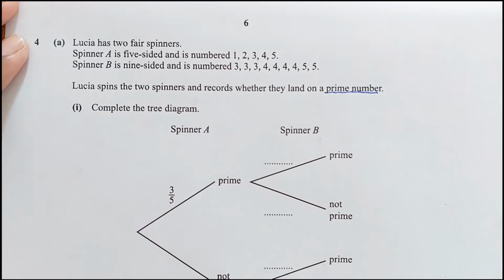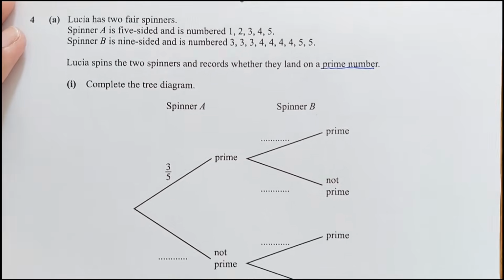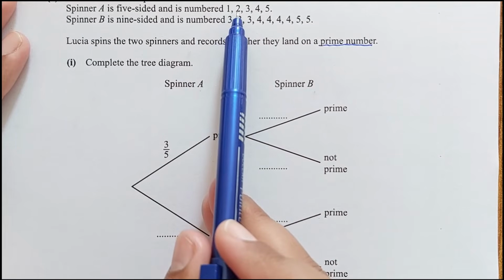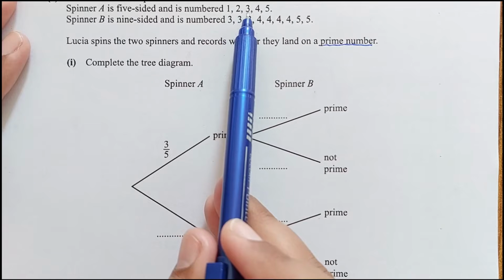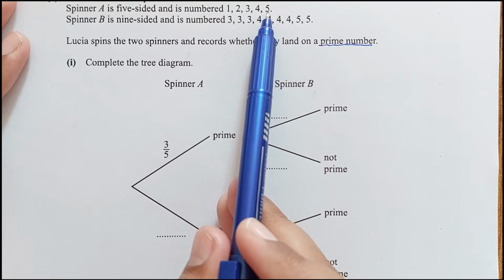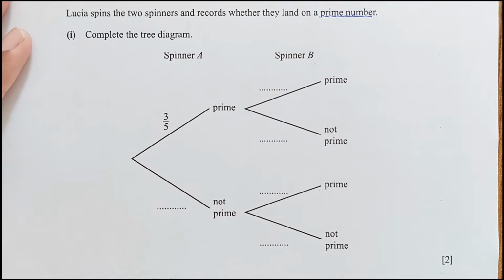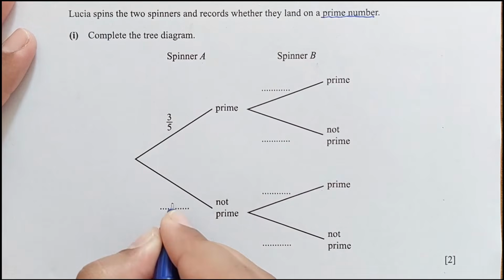The spinner A and the spinner B. So for spinner A, 2 is a prime number, 3 is a prime number, and 5 is a prime number. So 3 are prime numbers, and 1 and 4 are not prime. So 2 numbers are not prime out of 5.